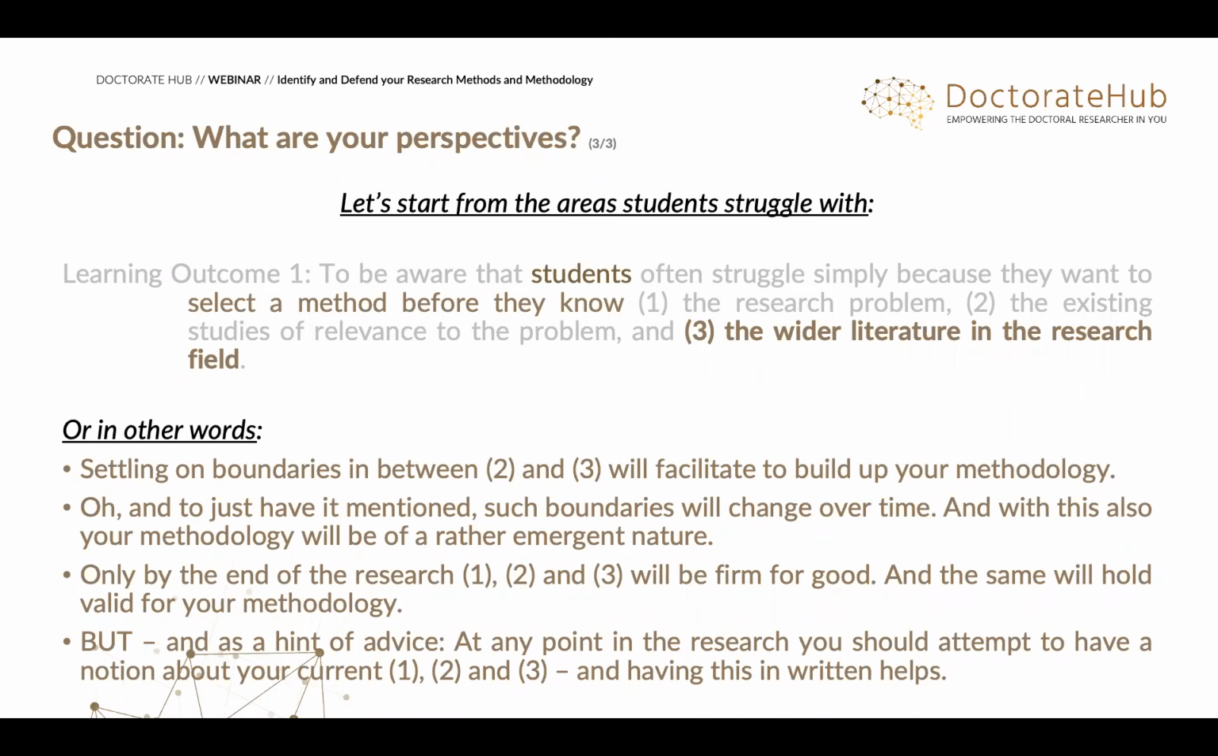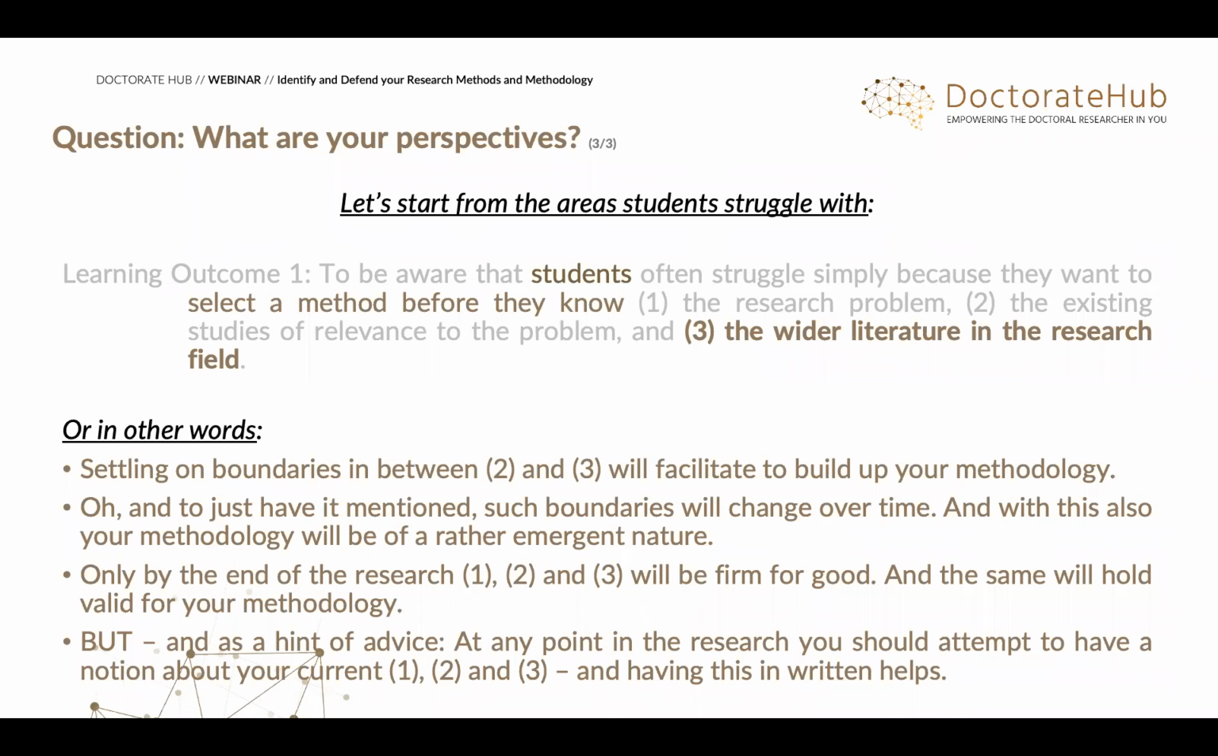Now, in other words, setting boundaries in between 2 and 3 will facilitate to build up your methodology. And just to have it mentioned, such boundaries will change over time. What is within the boundaries of this research? What is outside? How do I establish the boundaries? All of that is a very slow process, and it's not that settling on one side rules out others, but it's a front and back. So it's an emergent thing, and the same applies for your methodology. It's not a one-off thing, as we will see in some slides.